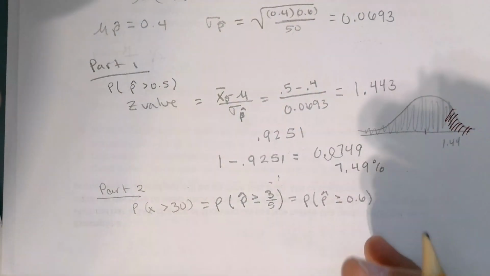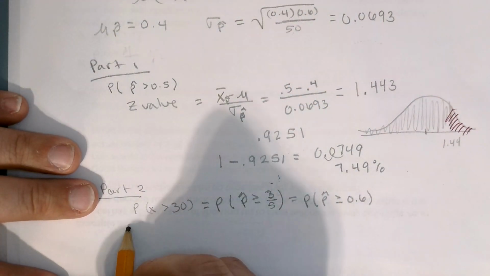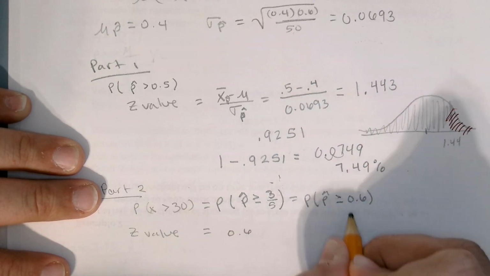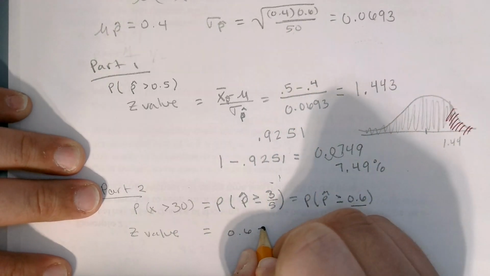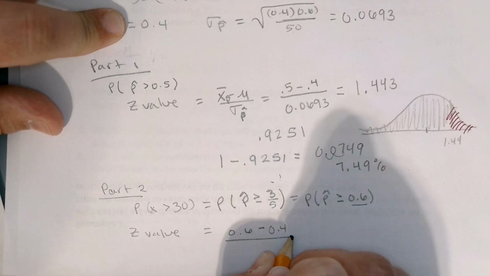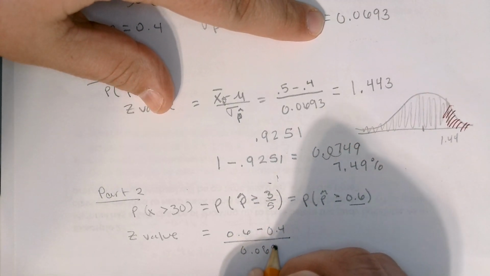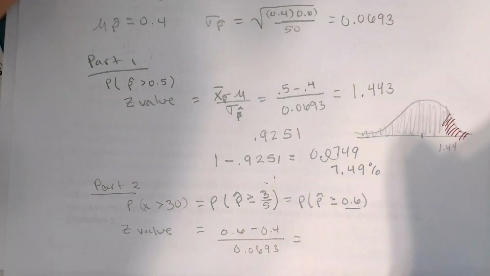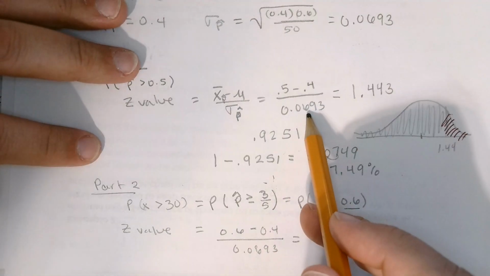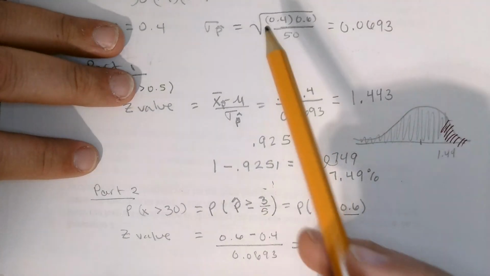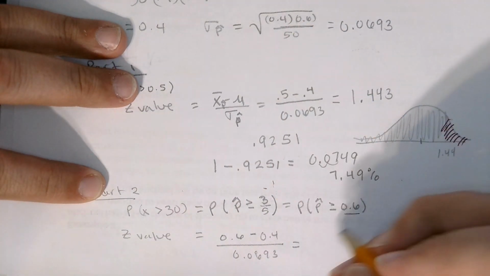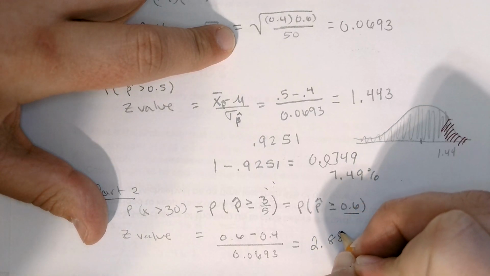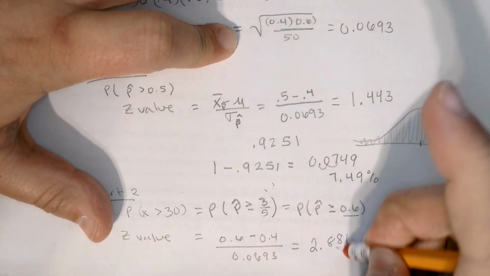Okay, so I'm going to do the same exact thing over and over again. We're going to find our z-value. So that's going to be 0.6, the number that we're looking for, minus the mean, 0.4, divided by the standard deviation, 0.0693. I put it in my calculator, and I am putting the whole standard deviation in there, but that's just so I can be accurate. If you don't, that's okay.